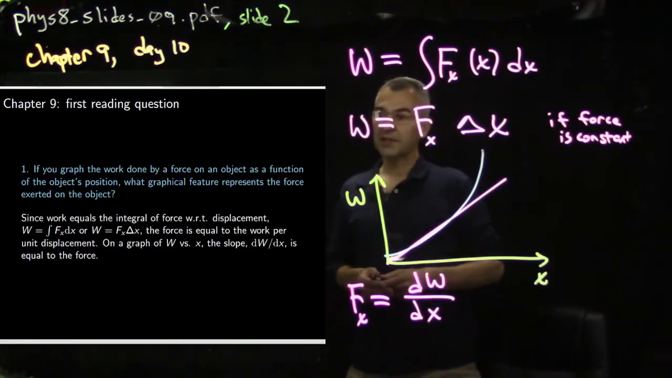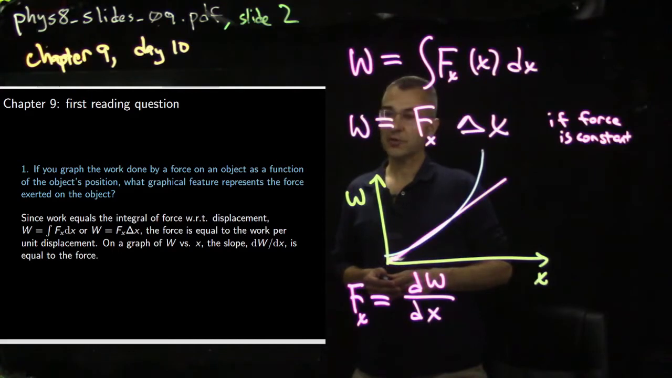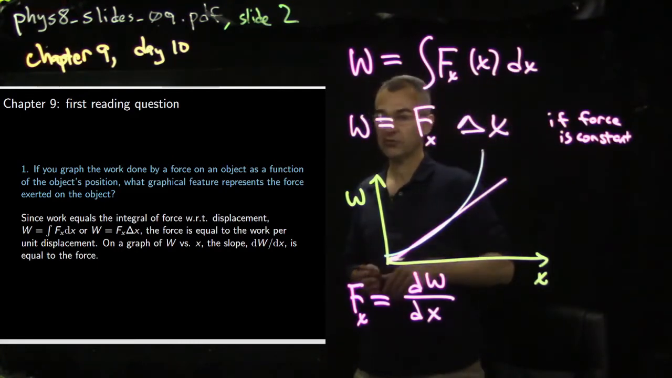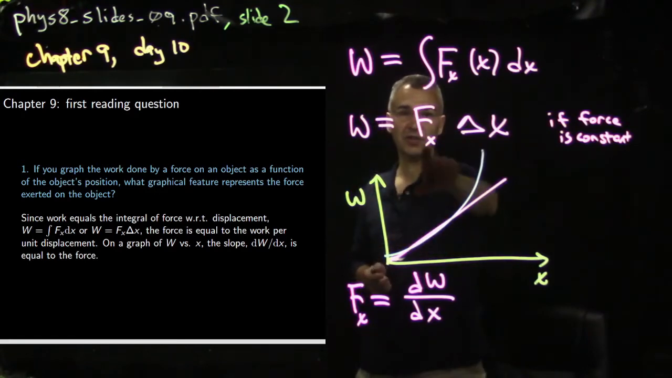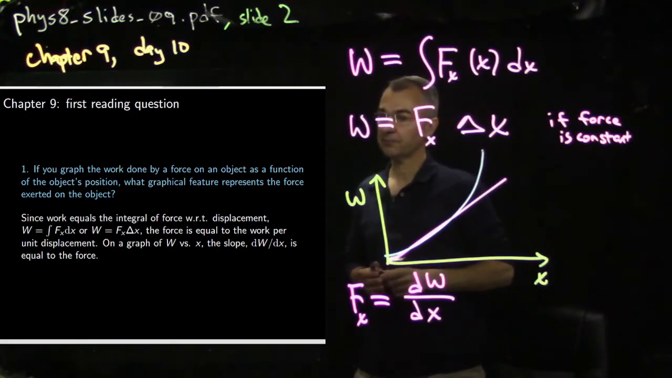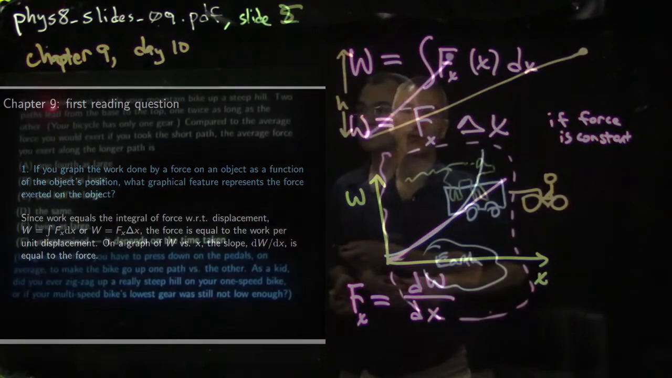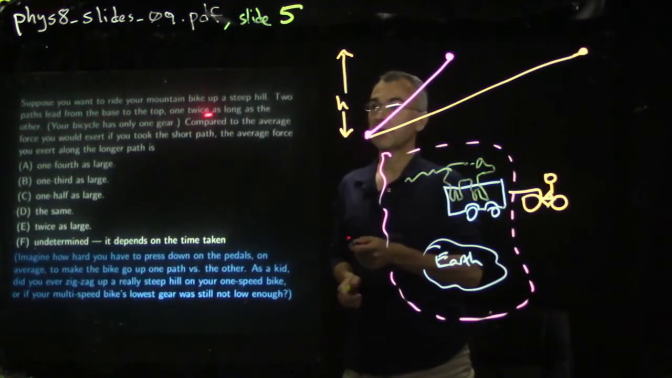Since work equals the integral of force with respect to displacement, work is the integral of the x component of force with respect to x, or for a constant force, work is the x component of force times the displacement, delta x. Force, therefore, is equal to the work per unit displacement. So if you look at a graph of work versus displacement, then the slope of that curve would be equal to the force.